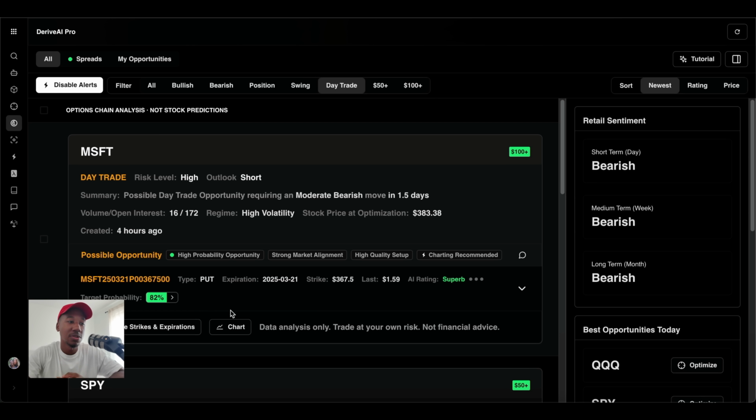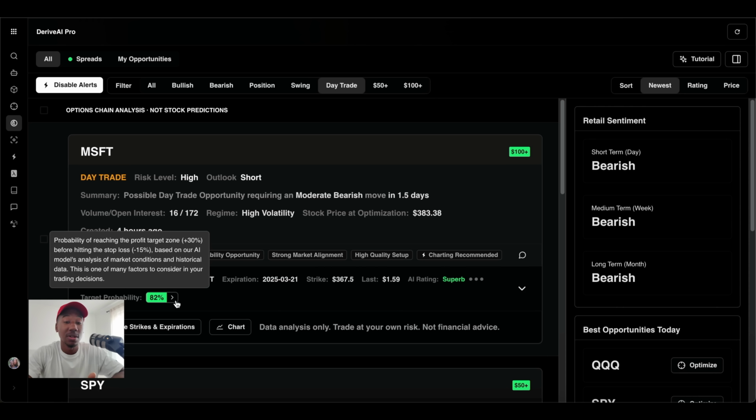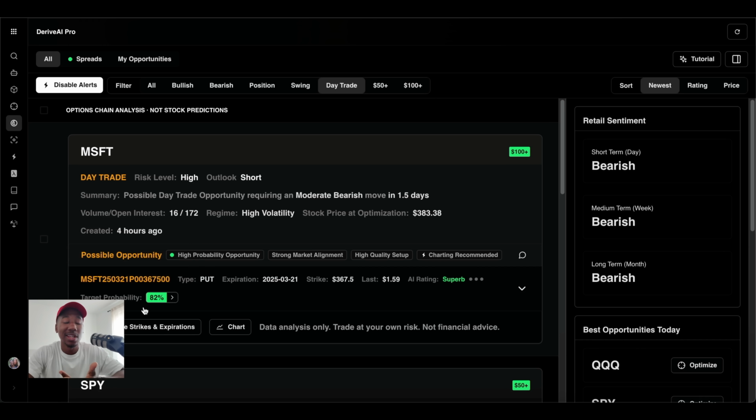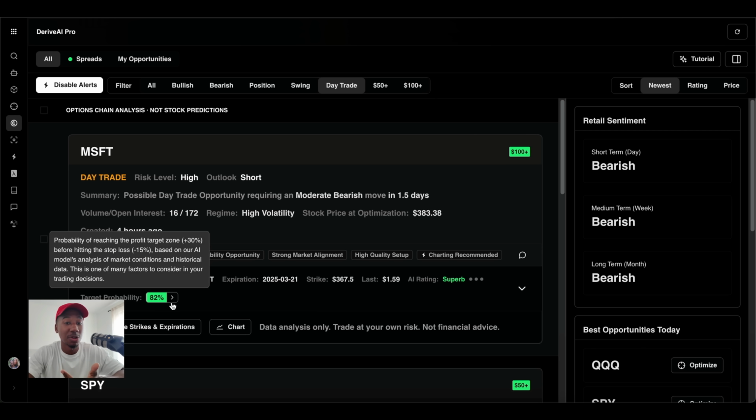But going on, say I want to take this trade. I can see that it's a put that expires March 21st. Once again, I realize this is intended to be a day trade. The last price that it was trading for whenever they sent this out was $1.59 per share. And now let's say I want to know where I might consider putting my stop loss and where I should consider taking profit. All right, so what I'm going to do is right here on the target profitability, am I cool with an 18% chance that I'm going to lose this?